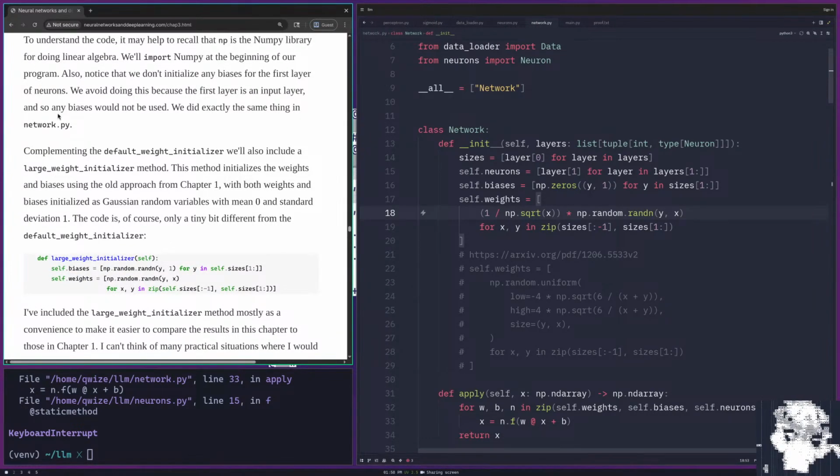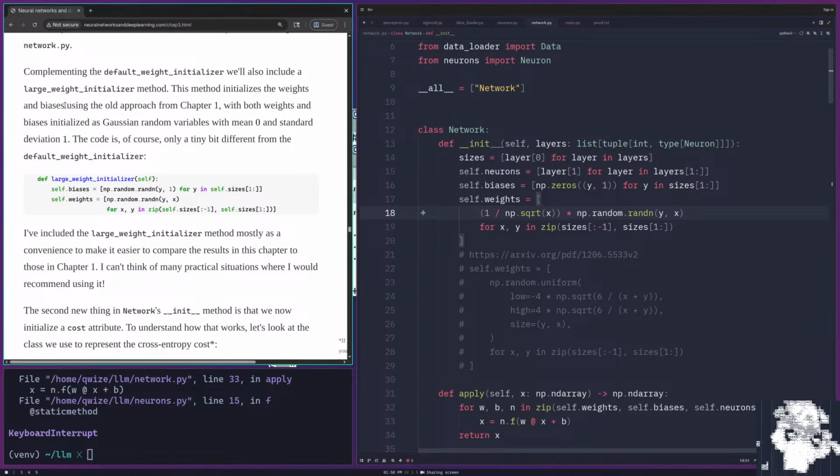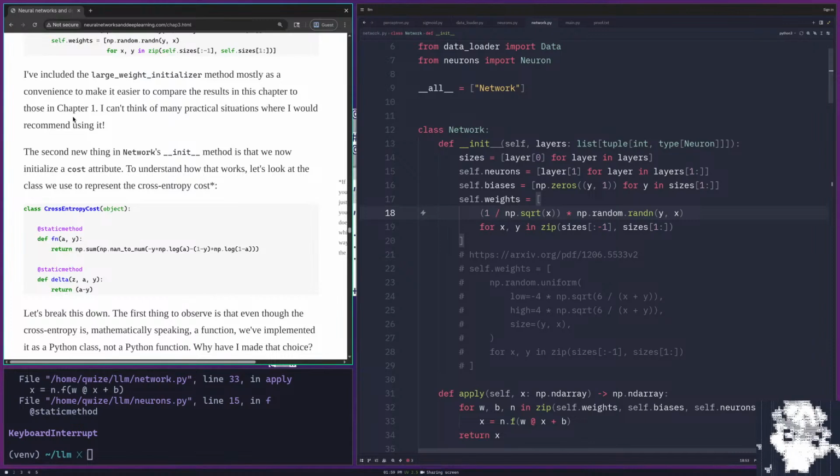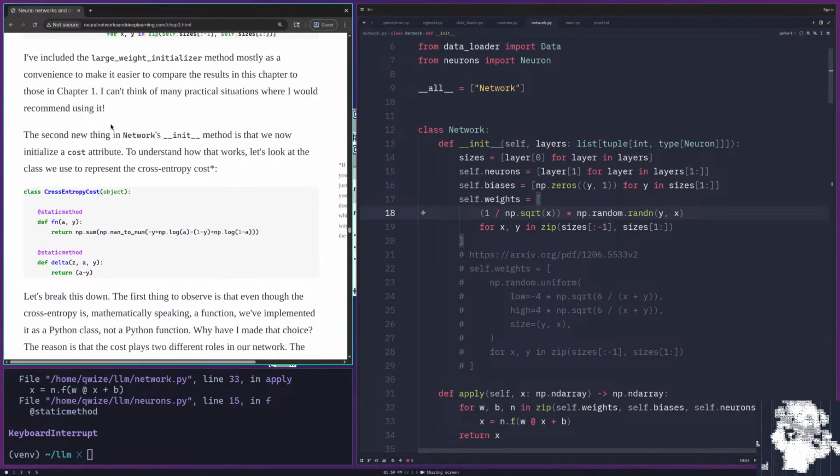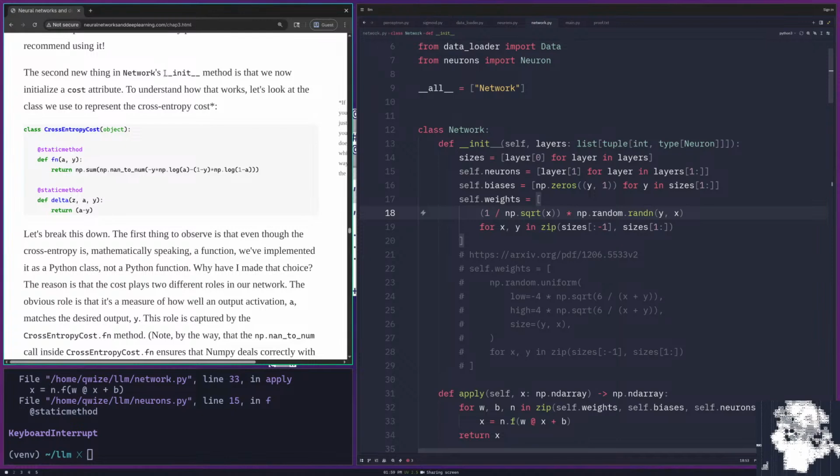Import numpy, blah, blah, blah. Large weight initializer, this is what we used to have. We got rid of it because it's never helpful. Can't think of a situation where you'd want to use it. The network's init method is that we initialize a cost attribute. So he's implementing cost and delta. Cost is not actually used. It's only used for graphing. You don't actually need it. You only need the derivative of it.